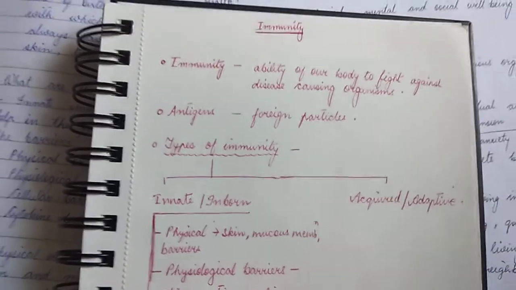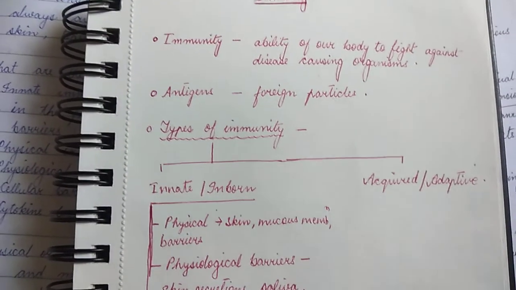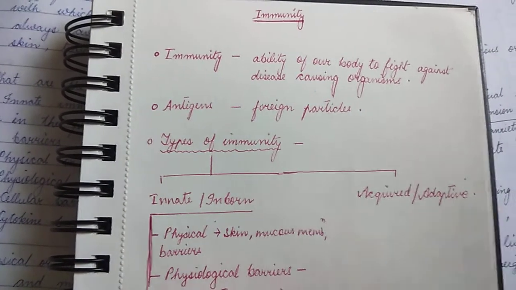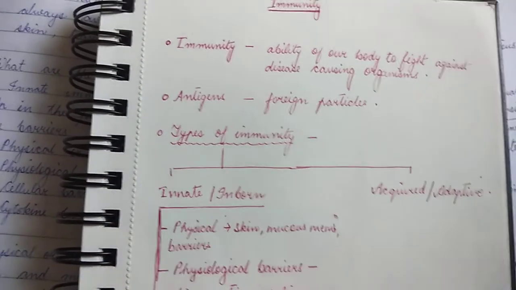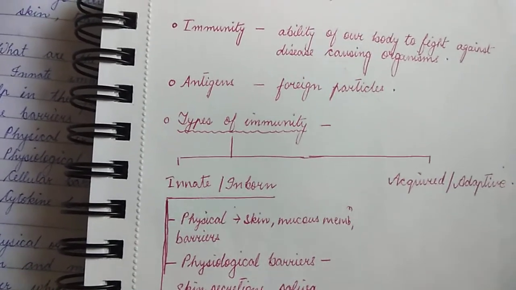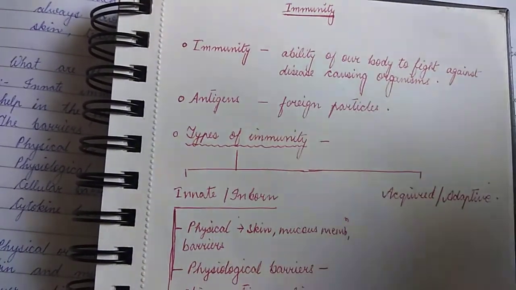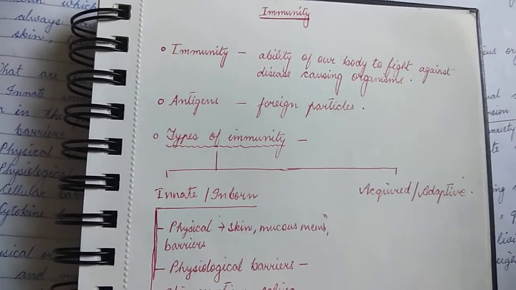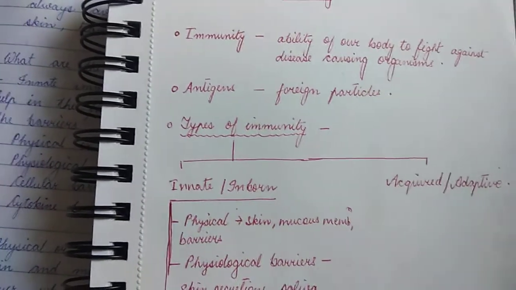The study of the immune system is called immunology. Immune system means the cells and other parts of the body which constitute the immunity, which give us the immunity. It is known as the immune system. Next, antigens. Antigens are the collective name of those foreign particles which can harm our body, so they are known as antigens.